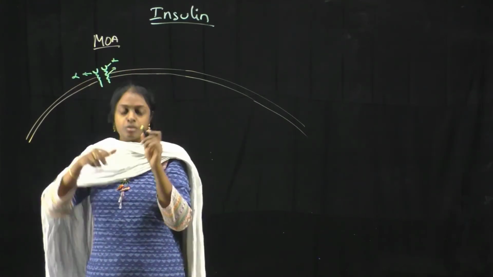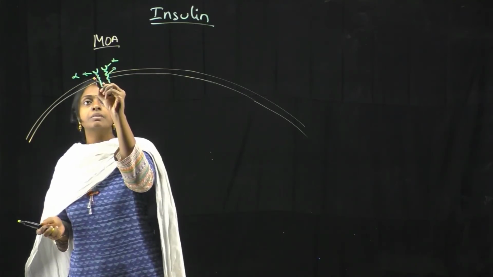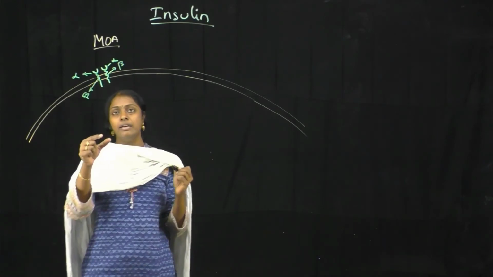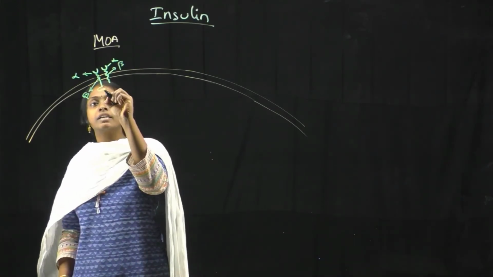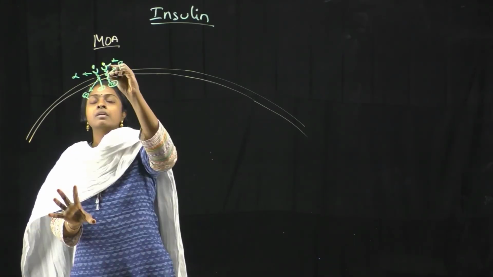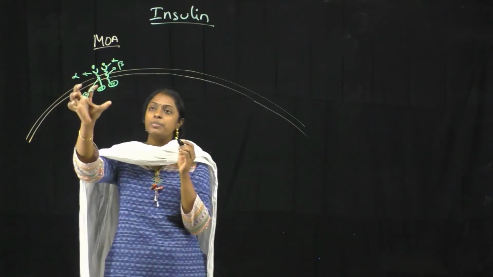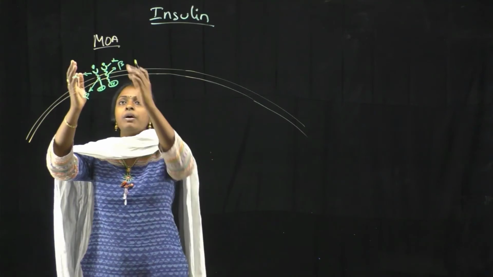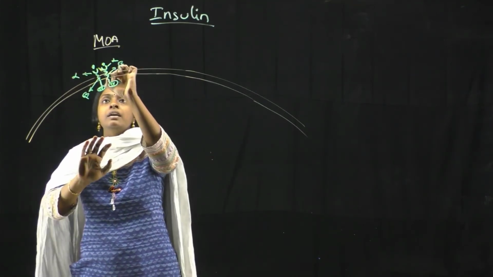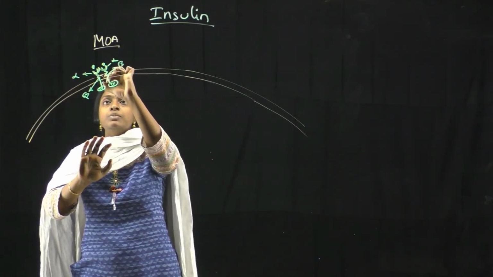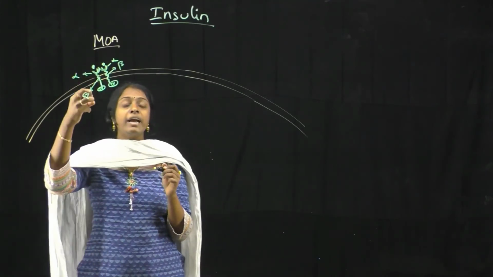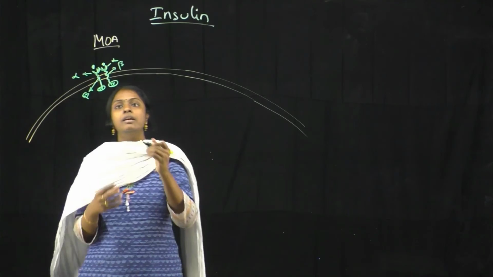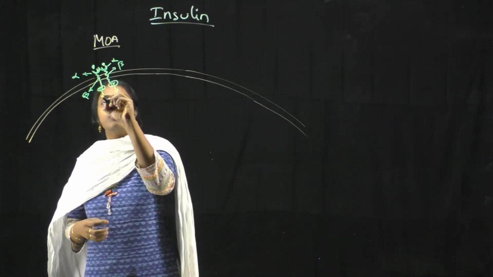So as this is on the membrane, this is transmembrane. These are beta subunits, and intracellularly they are connected to tyrosine kinase. When insulin comes and binds, this will get activated. The alpha subunits will come aside and attach with each other, and they will activate the beta subunits. When the beta subunits get activated, this tyrosine will get phosphorylated.